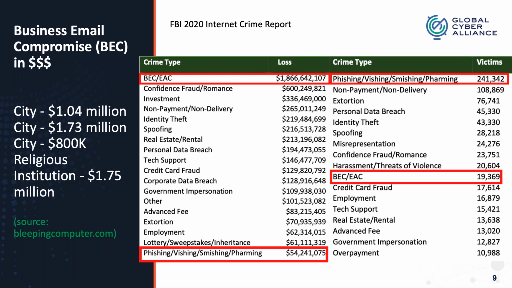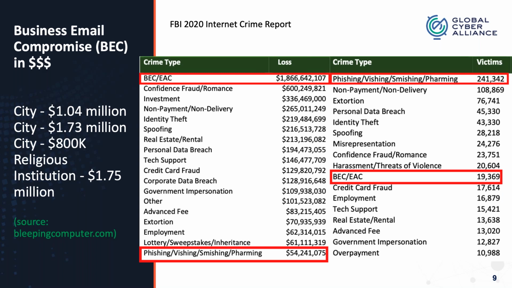But what the FBI found in 2021, based on their Internet Crime Report, is that BEC or email compromise again ranked at the top, right? $1.9 billion were lost by victims of BEC and EAC. And in fact, this beat out the previous year. The FBI 2019 Internet Crime Report had said BEC and EAC was at 1.8 billion. So it increased from 2019 to 2020, right?